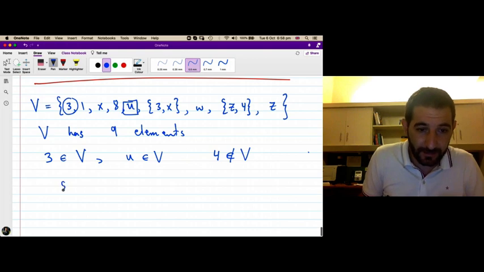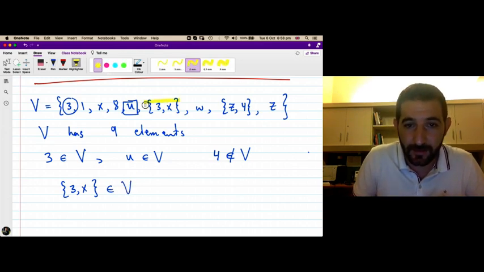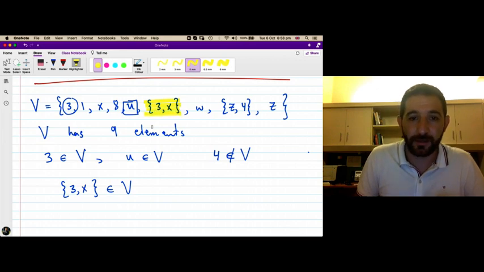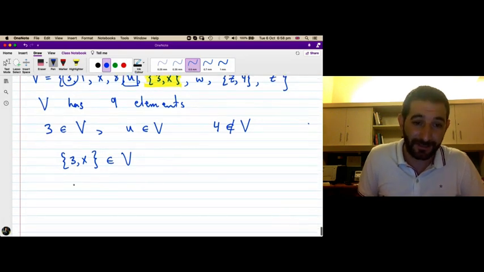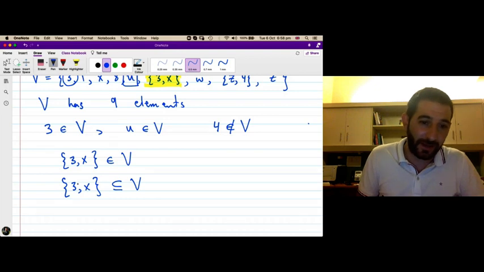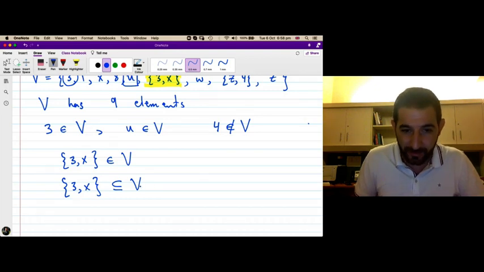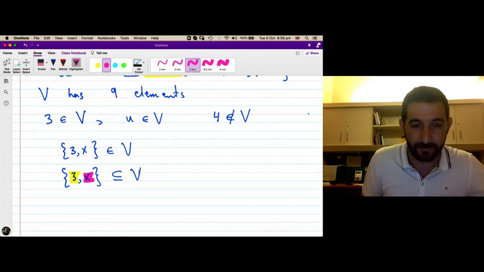Okay, notice that the set containing 3 and x is an element in V, right? Because here it is. This element is the set containing 3 and x, and so it's an element. At the same time, this set is also a subset. So the set containing 3 and x is a subset of V. Why? Because every element in this set is also an element in V. What are the elements in this set? You have 2 elements. They are 3 and x.